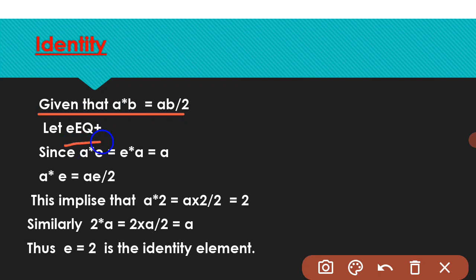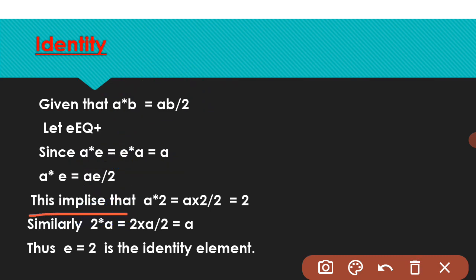Let E belong to the positive rational numbers, and we know that the condition for the identity is that any element multiplied by the identity, or the identity multiplied by any element, gives us that element. That's why A star E is equal to E star A is equal to A. So we need to think about that by applying the given condition. A star E will be equal to AE by 2 by the given condition.